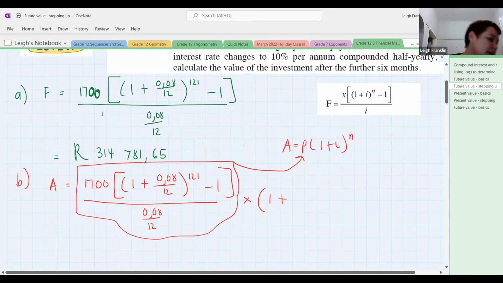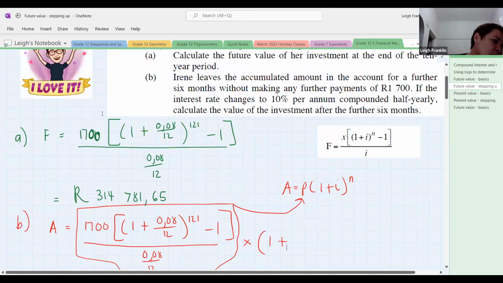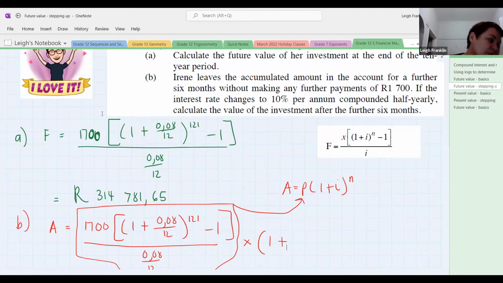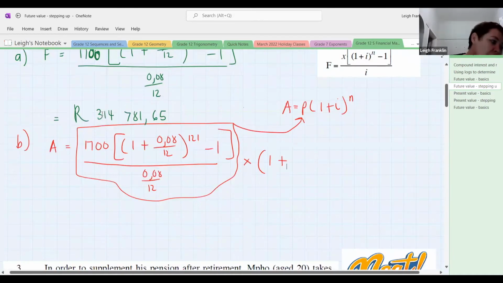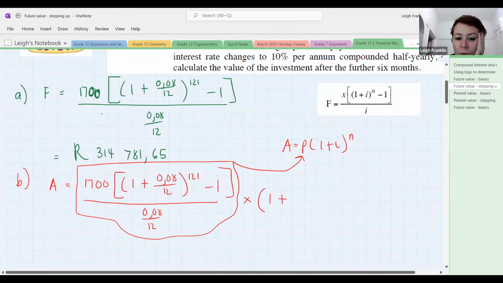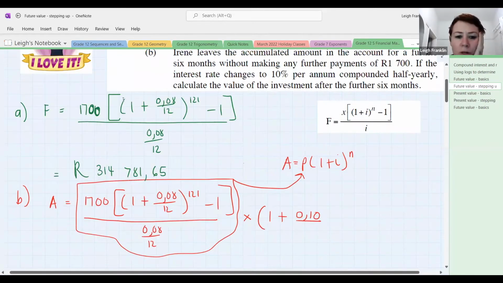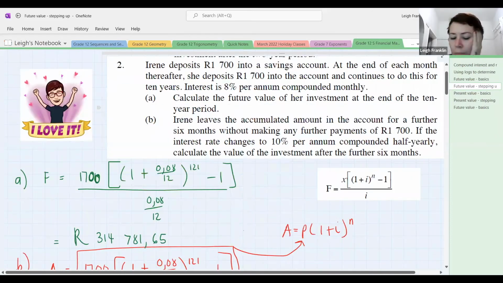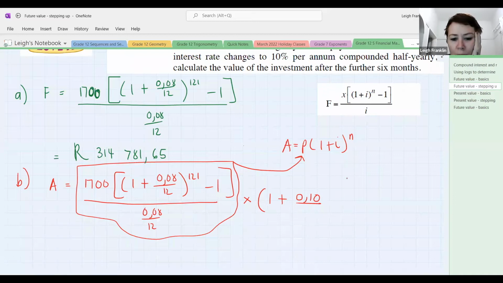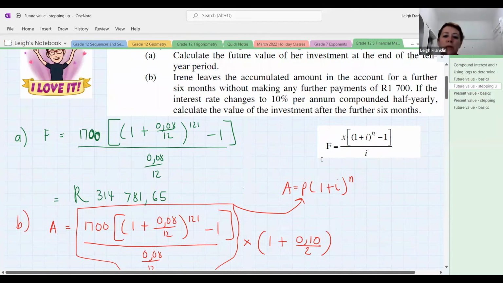I think it was 10% per annum. Okay, so the interest rate is now different. It's now 10% per annum, compounded monthly. So that would be 0,10, sorry, not compounded monthly, compounded half yearly, beg your pardon. So that would be over 2. And how long is it going to be in the account? It's going to be in the account for a period of 6 months.